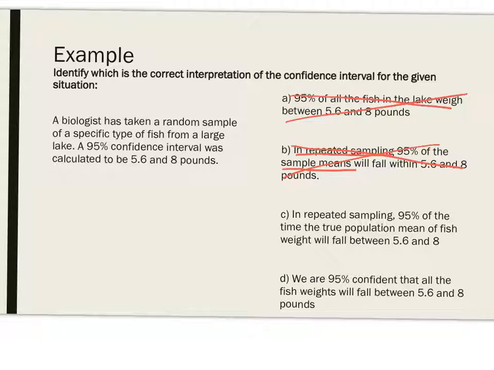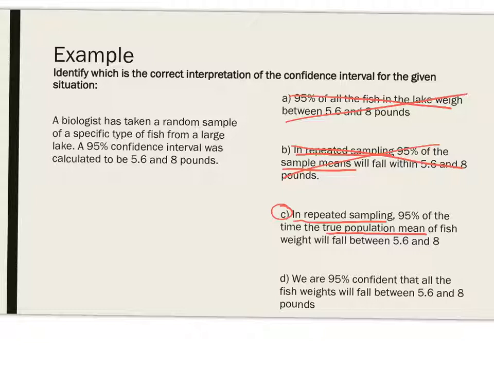C says in repeated sampling, so you have that phrase again. It means you're looking at more than one sample. 95% of the time, the true population mean of fish weight will fall between 5.6 and 8 pounds. Now this one talks about repeated sampling, and then it references the population, because you have the words true population. You want to look for that wording there. So C is a correct answer.